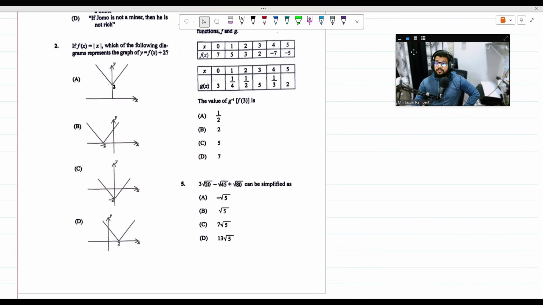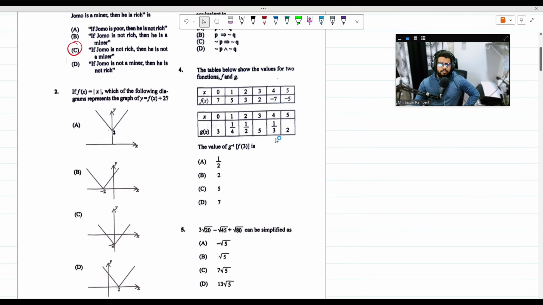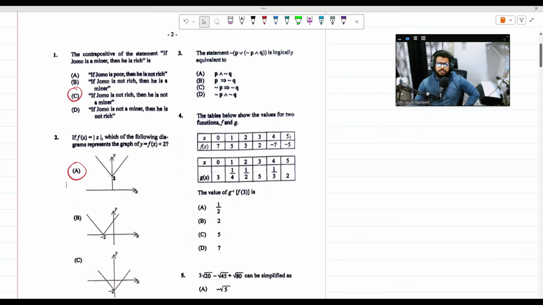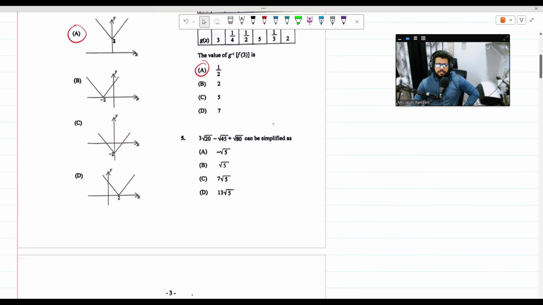Alright, so 2025, paper 1. Alright, so contrapositive. If Jomo is not rich, he's not a minor. F of x plus 2. Logically equivalent. So this is the repeat, not P and not Q. G inverse of f of 3 is a half. This can be simplified to 7 root 5.